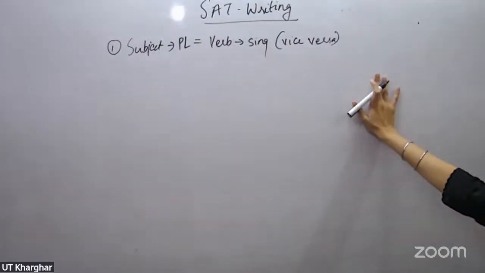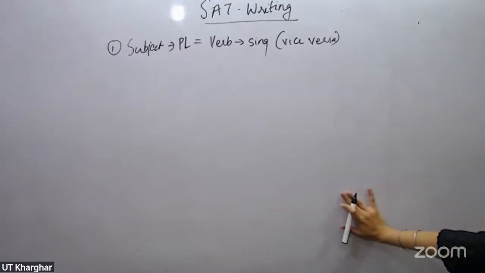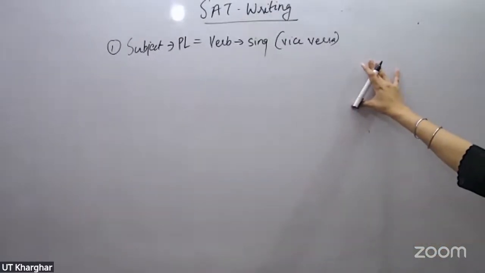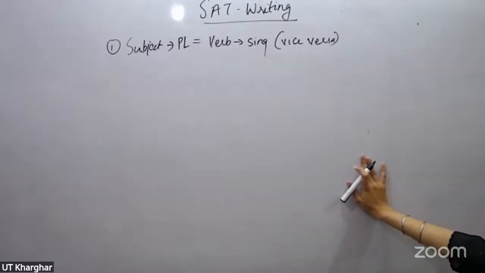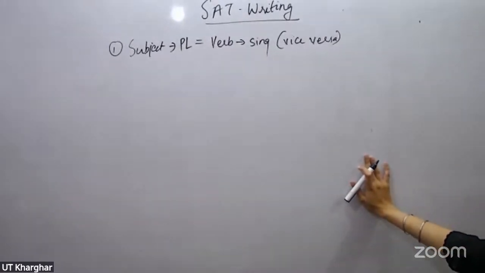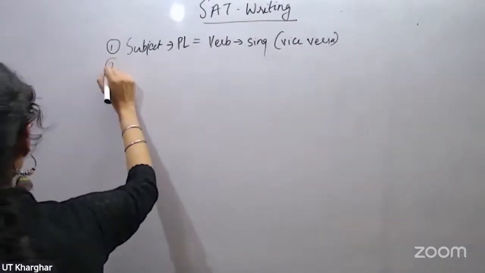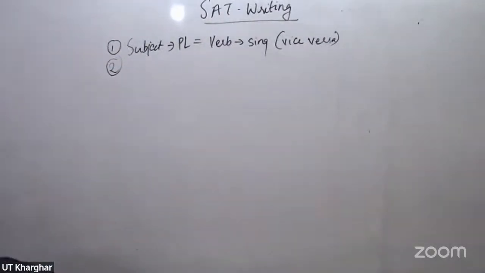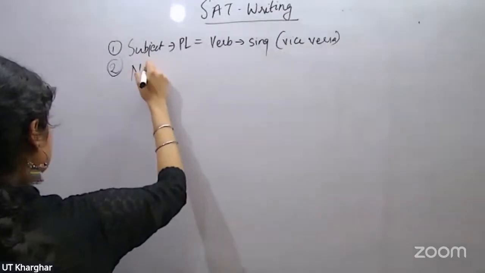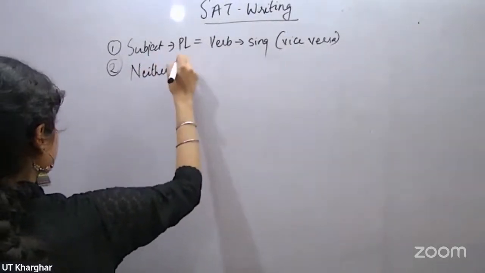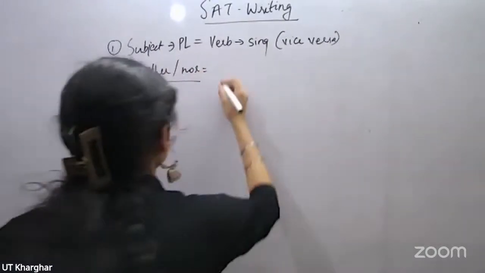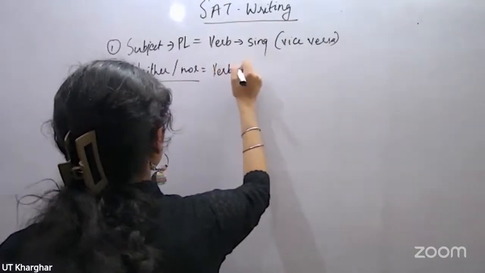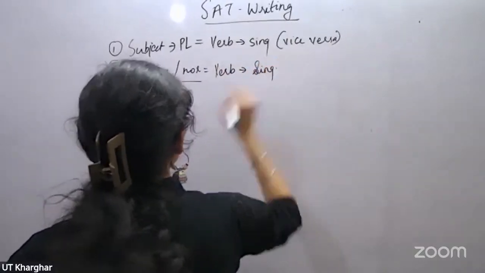Apart from these, I think there is a list of 11 to 12 rules that I will be explaining to you right now. So the first rule, if you don't understand this, then there is no point of explaining it further, because all the rules are based on this. Okay. Now let us look at the second rule. If we have the words like neither and nor, then the verb would be singular.